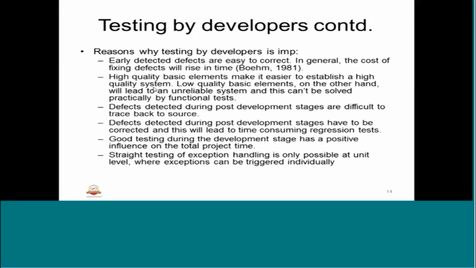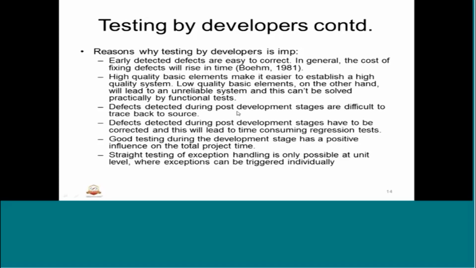That means the basic elements you put right in the beginning, the whole product will come out good. Low quality basic elements on the other hand lead to an unreliable system, and this can't be solved practically by functional tests. It means you would have crept some small quality issues into different elements in the beginning. In the end, it's very difficult to detect some of the bugs that got introduced because of the low quality during the development.